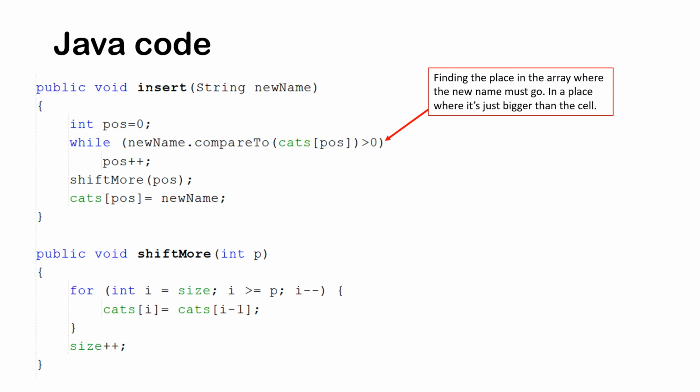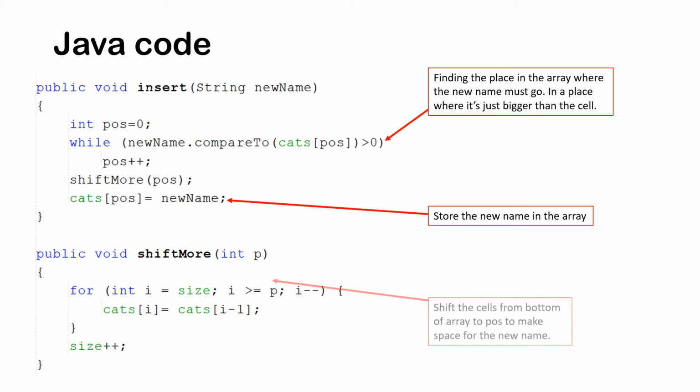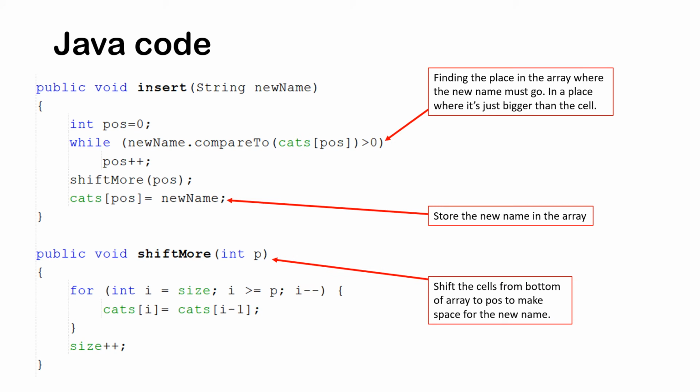So this is where we find the place in the array where the new name must go, in this while loop. It's a place that is just bigger, or in alphabetical order after, the cell that we will find. This is where we store the new name in the array. And the shift more method is to shift the cells from the bottom of the array up to pos to make space for the new name.